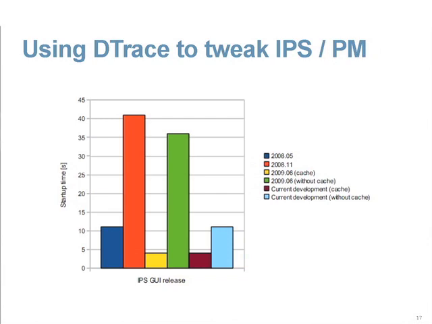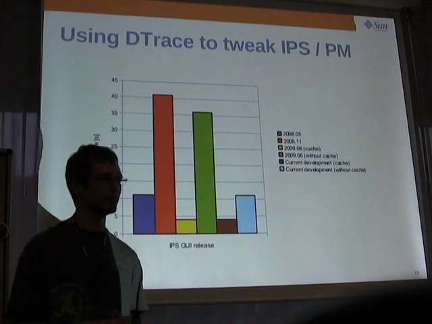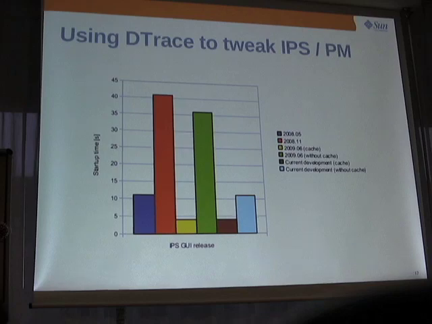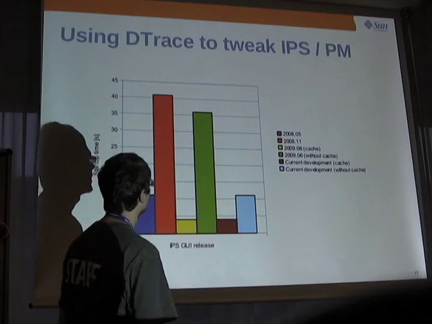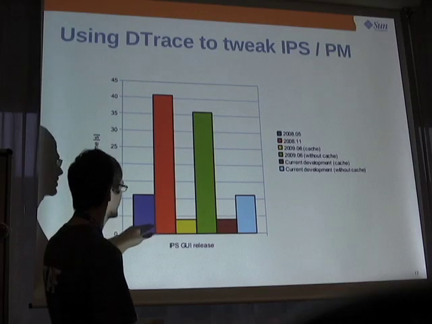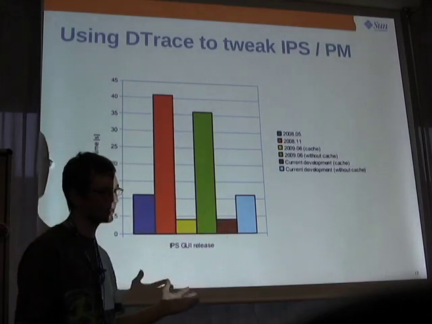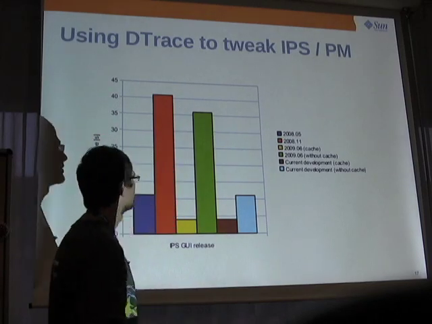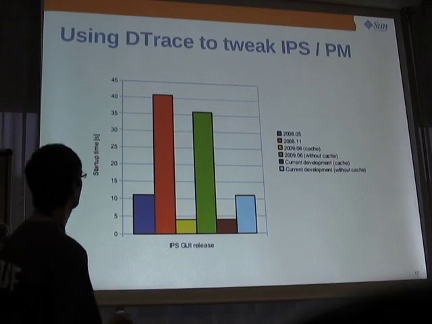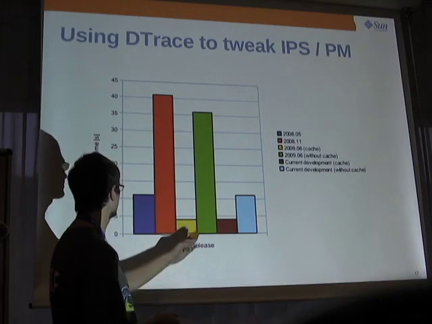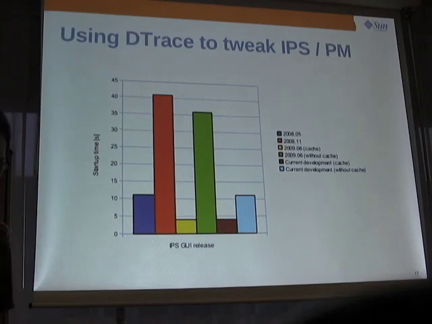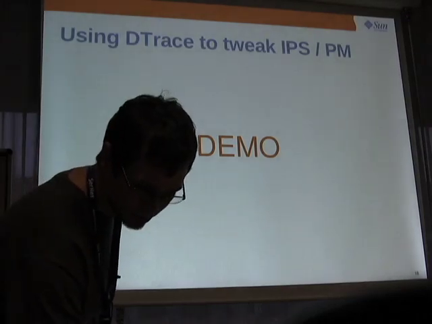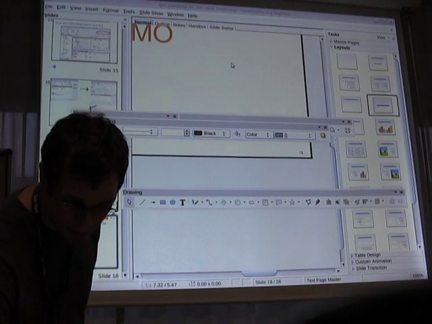And the current development version, which you can test by building the IPS gate or updating your system to the development version, we can see that the improvement was also pretty high. So basically with the cache we couldn't improve anything because the cache was pure data. But with the access to the list and other tweaks, we were able to come back from 35, 36 seconds down to 11. So now I will give a little demo about dtrace and how to dtrace this Python application.